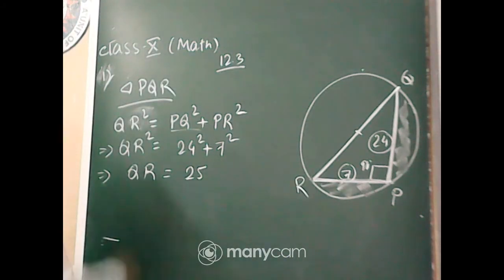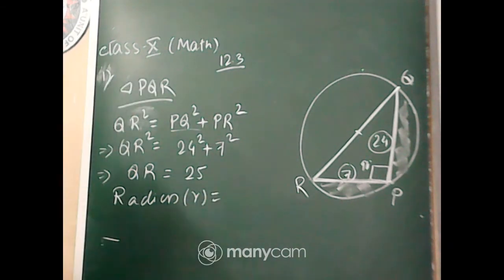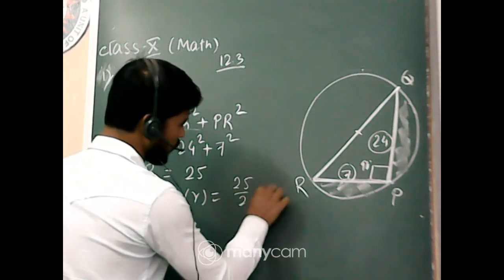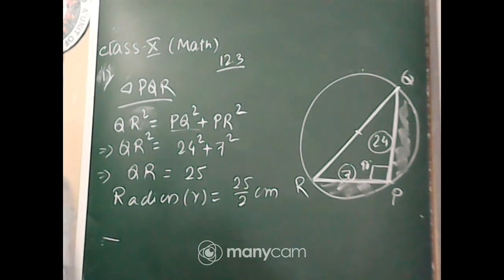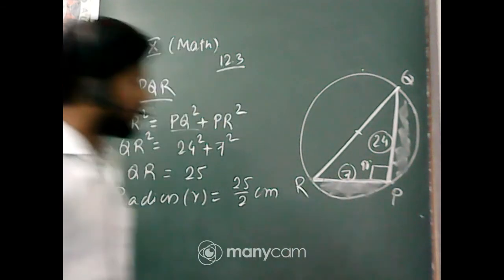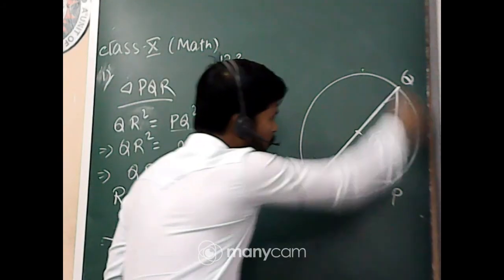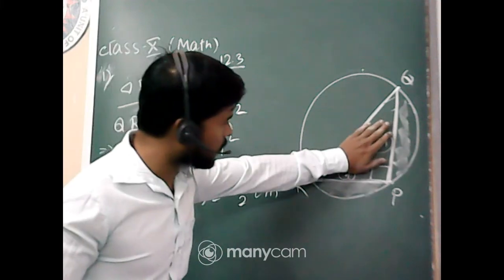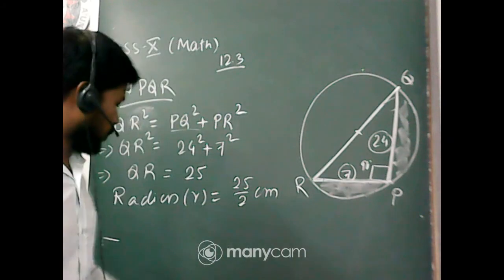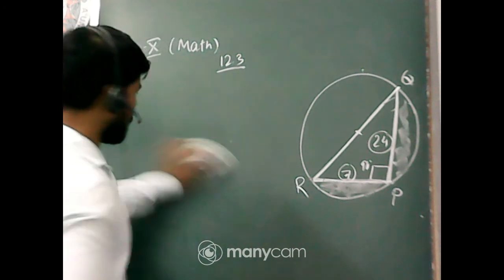That means the diameter of the circle is 25, isn't it? So quickly find the radius of the circle. Diameter is given. Radius means half of the diameter, 25 by 2 centimeters. Now diameter is known. We have to find out this shaded region. We get this shaded region if we subtract this triangle from this semicircle. So we'll subtract the area of the triangle PQR from the semicircle, and we get the required area.